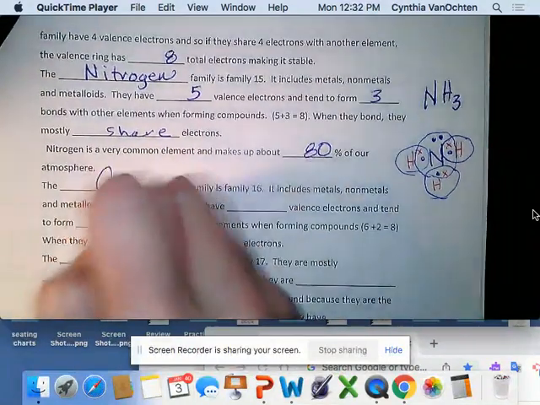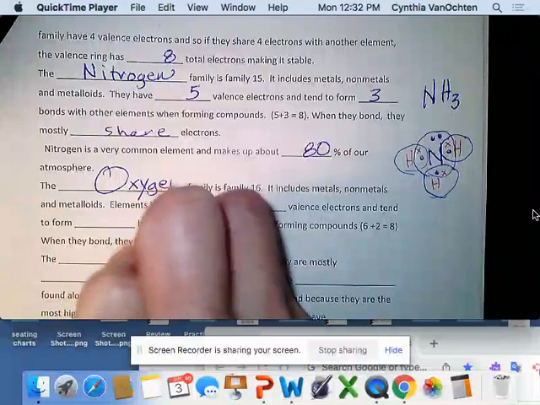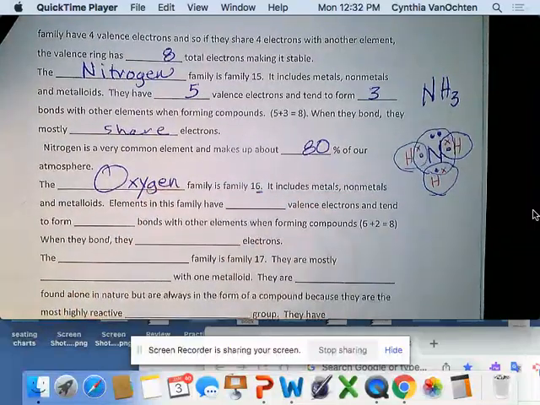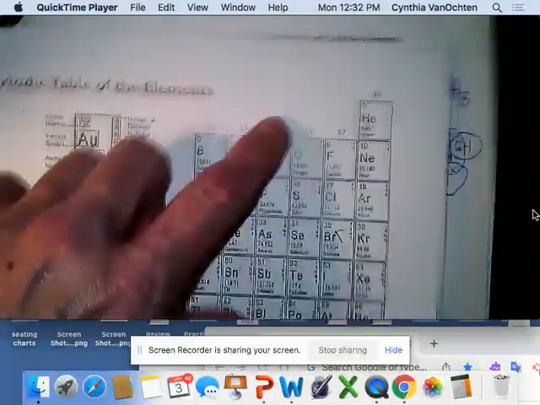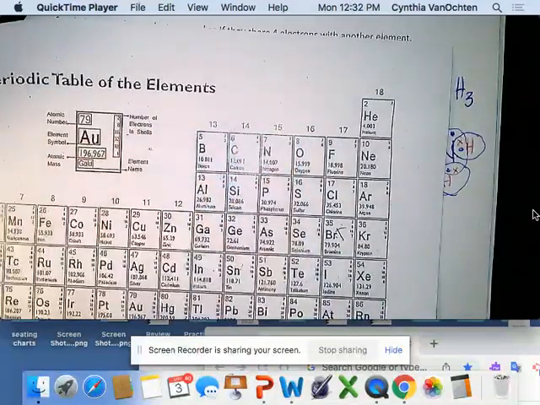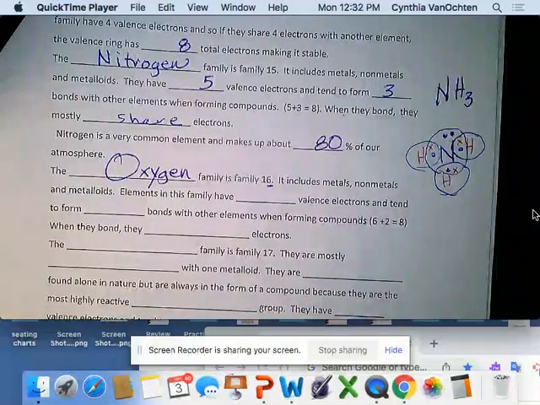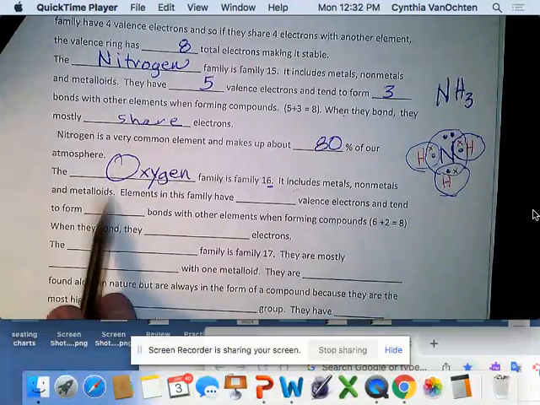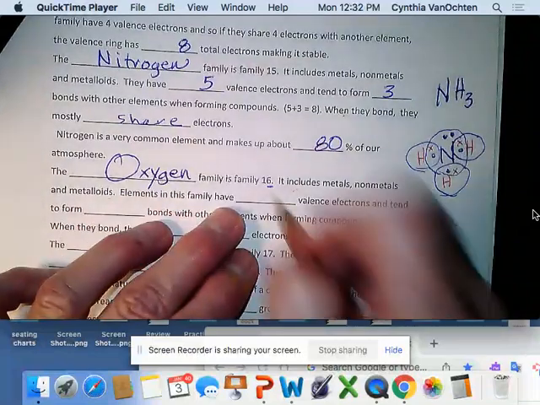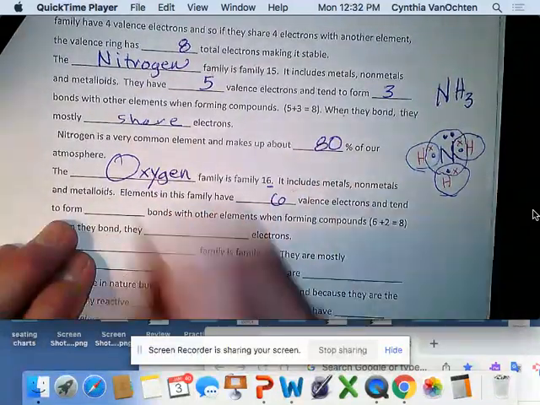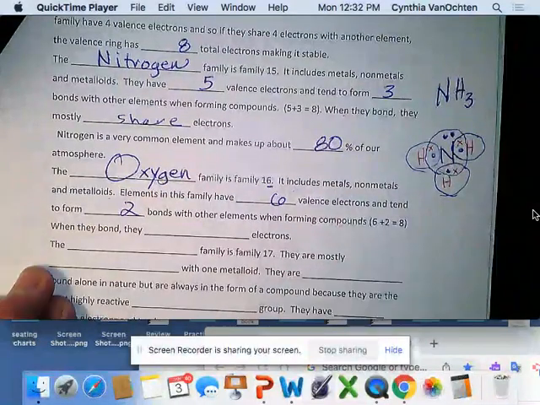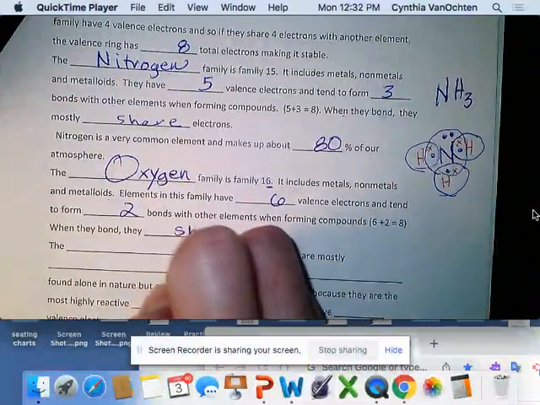Okay, the next family is our oxygen family. It's family 16. They all have 6 valence electrons. Again, it's this family with oxygen and sulfur and so on. So how many bonds are they going to make, guys? If they want 8 and they have 6, 2. Good. So it includes metals, nonmetals, and metalloids. Elements in this family have 6 valence electrons and tend to form 2 bonds with other elements. When they bond, they tend to share electrons.